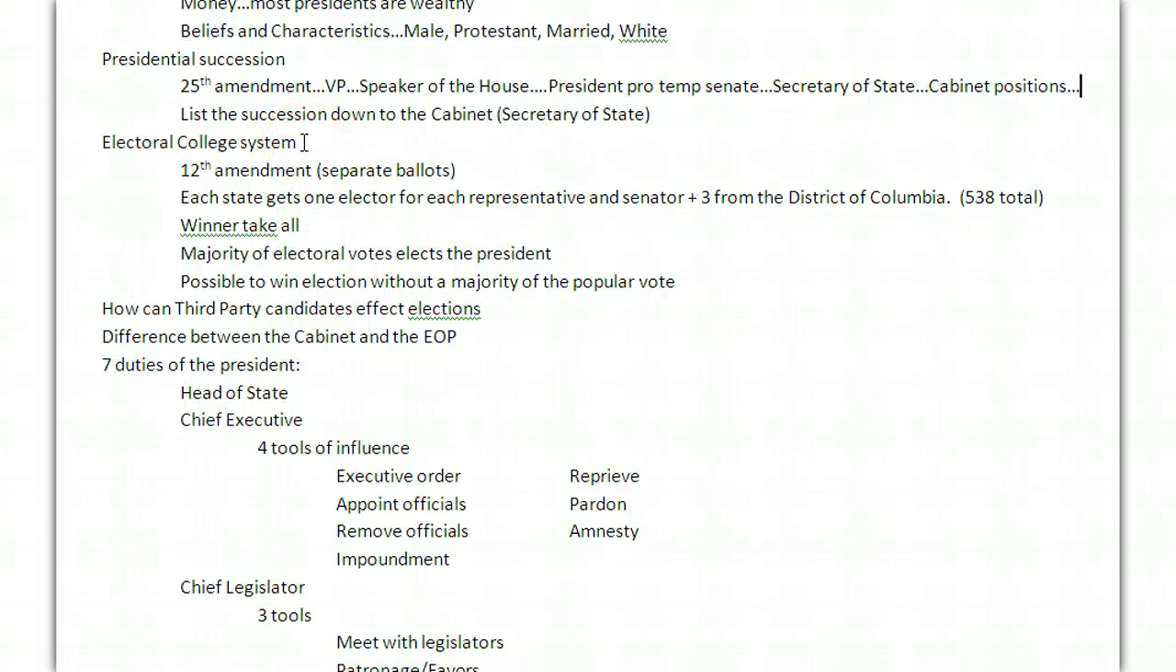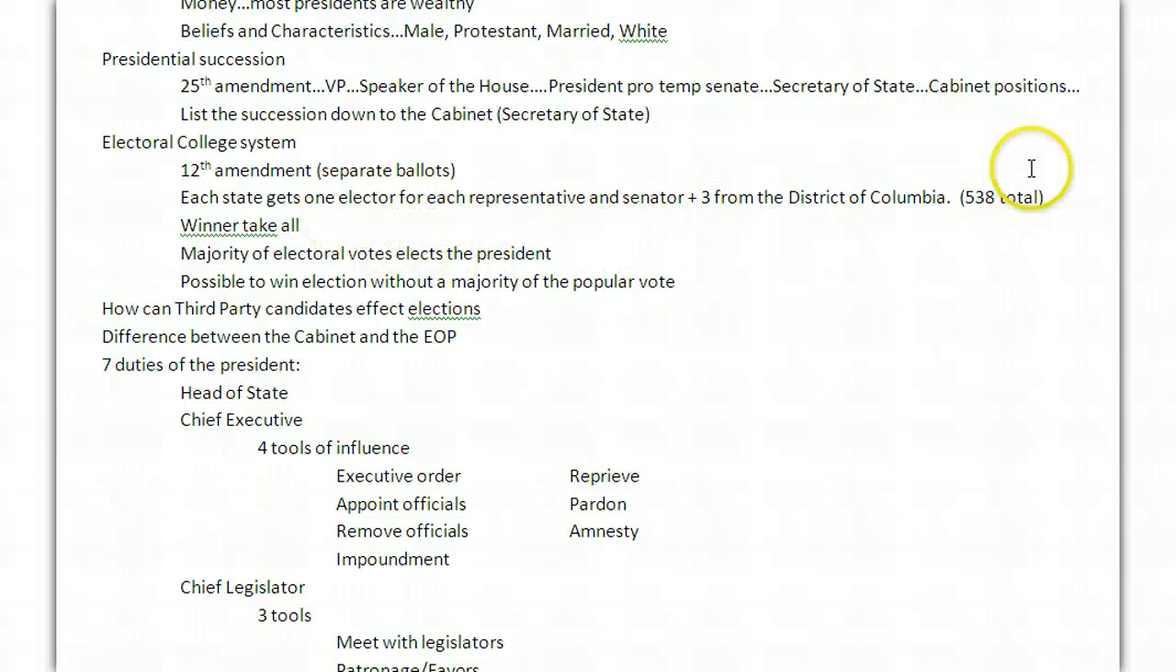The Electoral College system. The 12th Amendment set the Electoral College system up on separate ballots. You're voting for the Vice President and the President separately. That way you didn't have the second place guy getting to be the Vice President. Each state gets 1 elector for each representative and senator, plus the 3 for the District of Columbia.